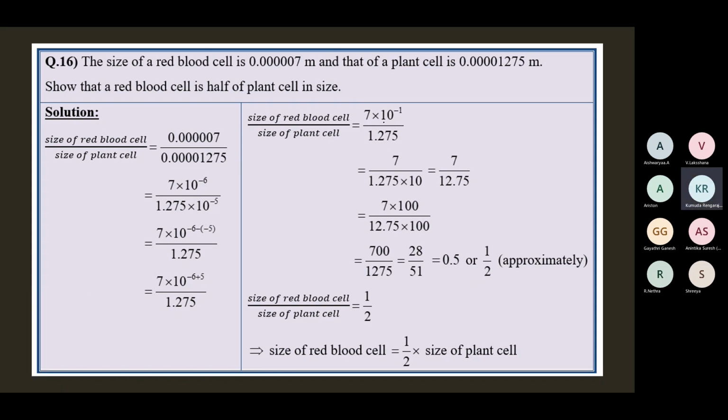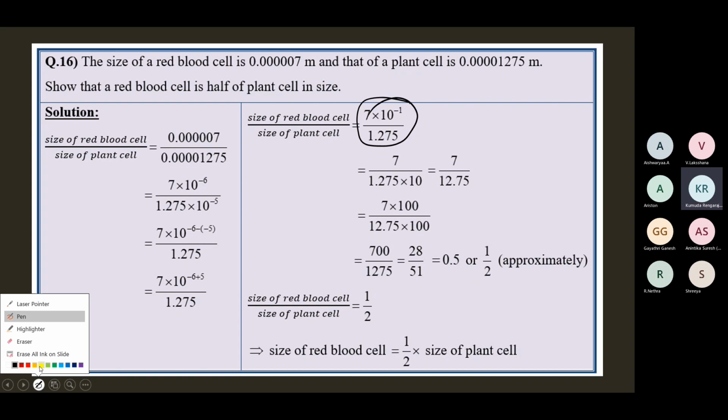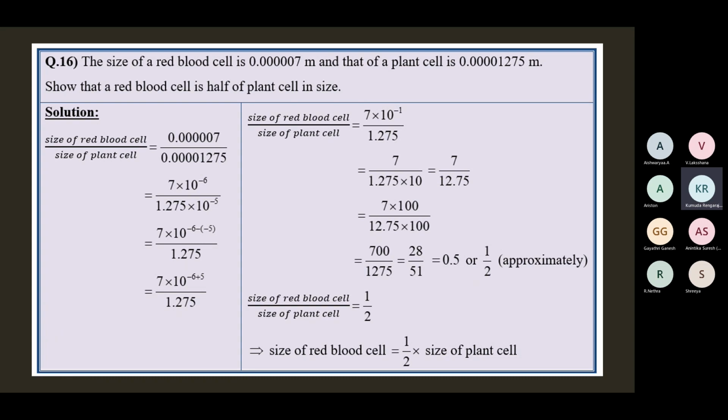Now 10 to the power minus 1. If you want to make the power positive, I'll tell you the easier way of making the power positive. Just change the position. If the number is in the numerator, bring it to the denominator. If it's in the denominator, take it to the numerator. Then the power will become its opposite. Minus 1 can become plus 1, plus 1 will become minus 1.